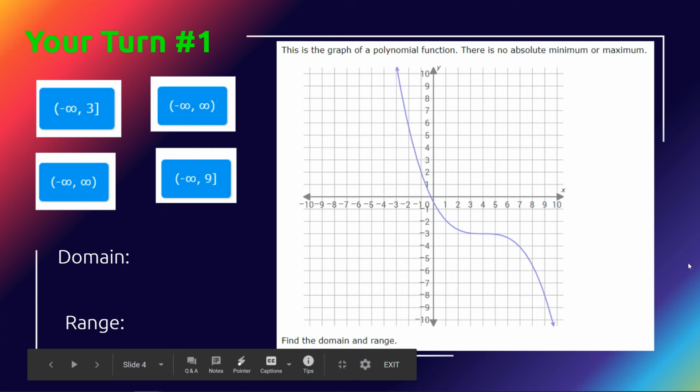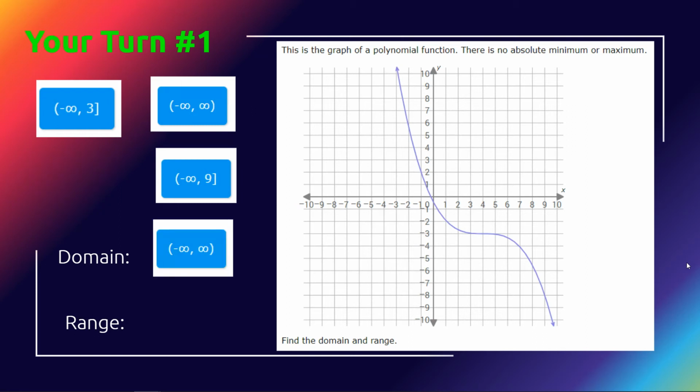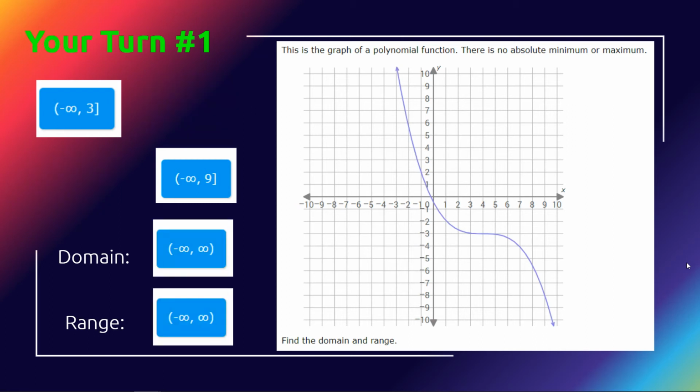The graph is a polynomial function, specifically an x cubed. There's no absolute minimum or maximum. Find the domain and range. The domain is all real numbers, and the range is all real numbers.